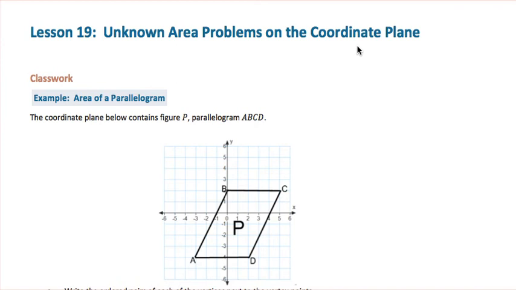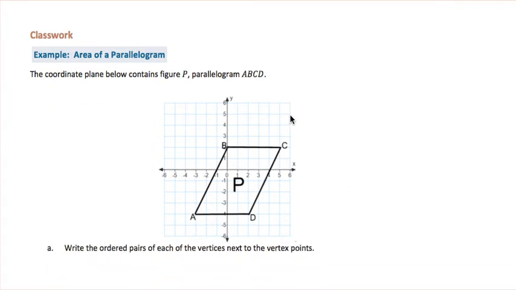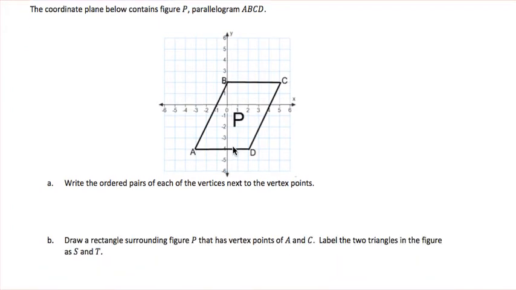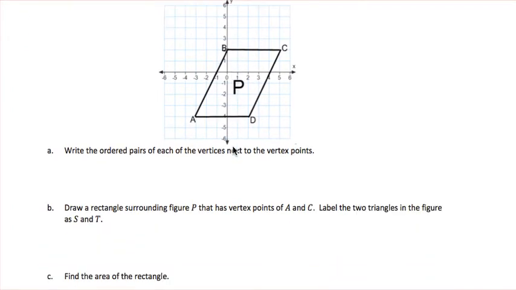In Module 3, Lesson 19, we're going to look at unknown area problems on the coordinate plane. So we're starting off with a problem that is looking at the area of a parallelogram. The coordinate plane contains figure P, which is a parallelogram, ABCD. We're asked first of all to write the ordered pairs of each of the vertices next to the vertex points.